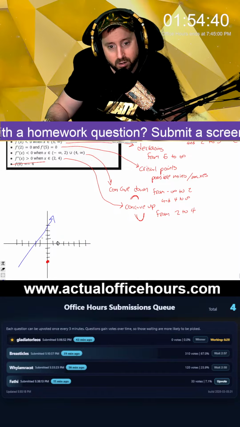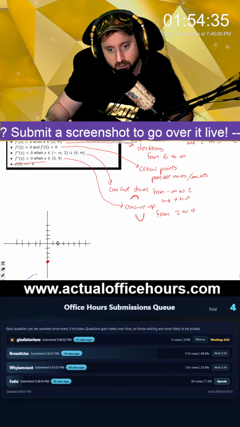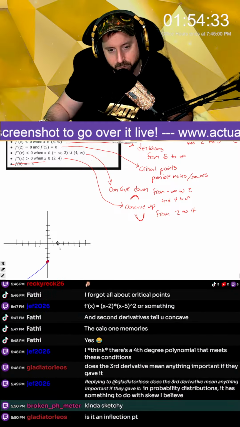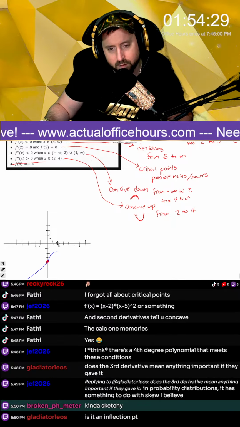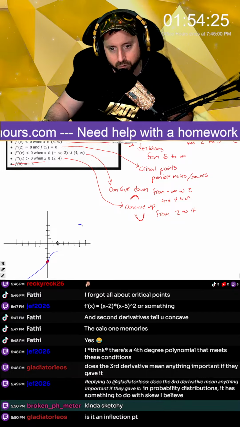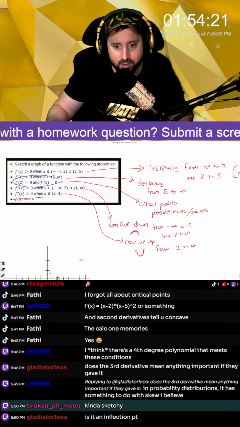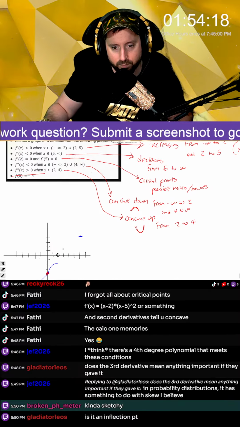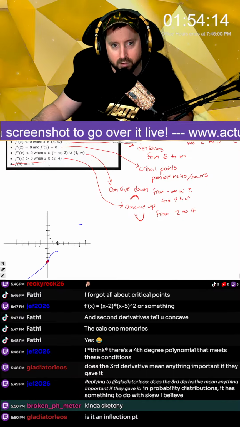This is actually really weird as a function. First of all, we know it's going to go through this. And then at 2, it needs to flatten out, and at 5, it needs to also flatten out. So let's put a flat point here. That solves this and this. So we've solved this. Let's look at the concavity arguments.